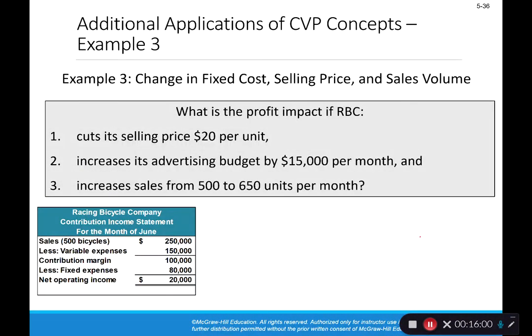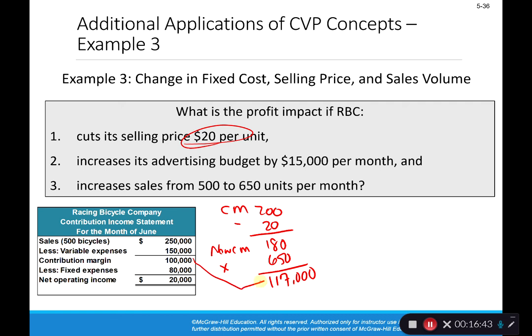Let's go through another fun example. Look at all this stuff going on. What is the profit impact if we cut the selling price 20, increase advertising by 15, and increase sales from 500 to 650 a unit? Well, if we cut the selling price 20, that's going to cut the CM. So CM is originally 200 per unit, minus the 20 decrease in selling price gives me a new CM of 180 per unit, times the 650 units gives me a new CM of 117,000.